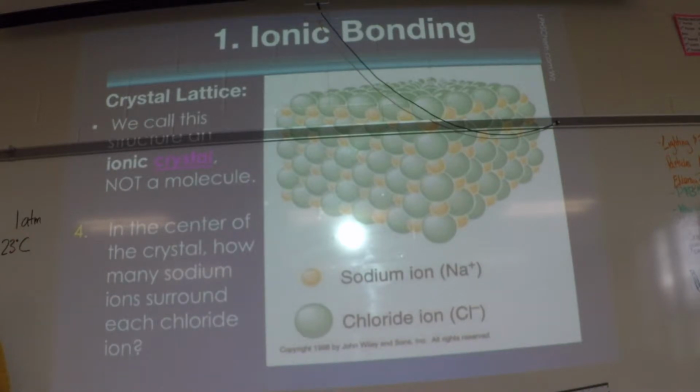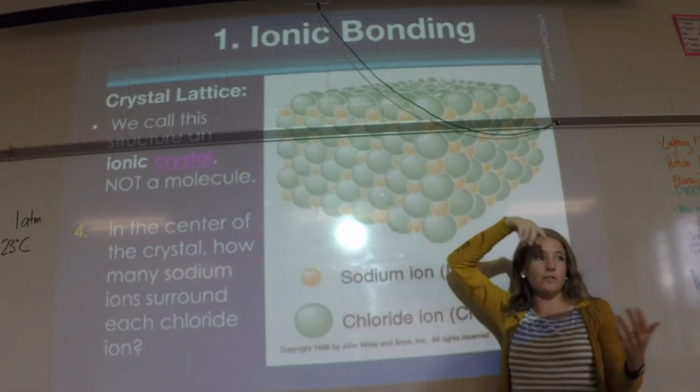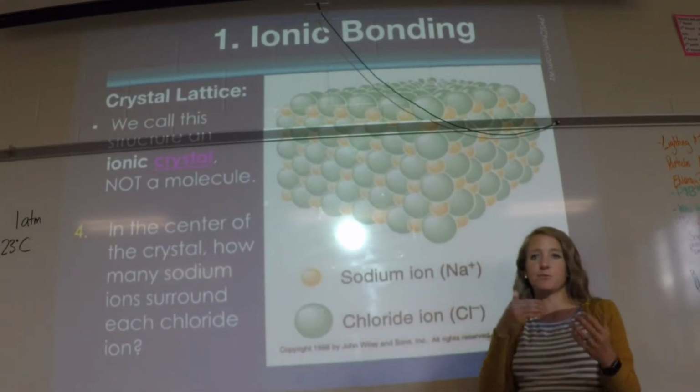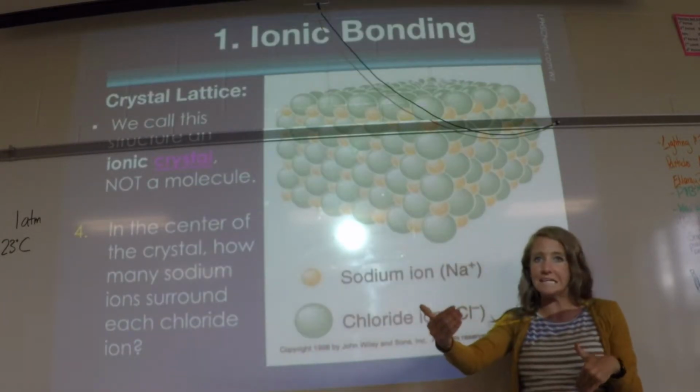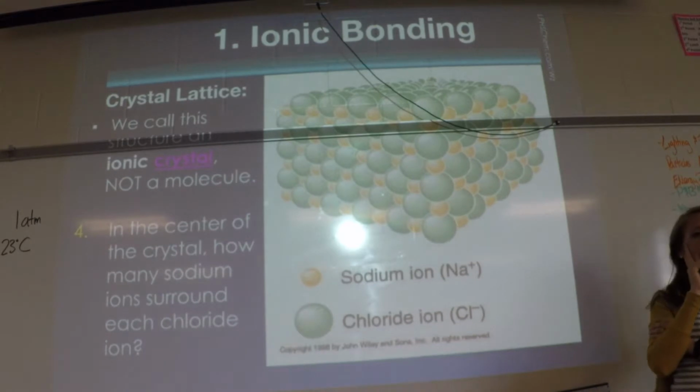The tricky thing with an ionic crystal is that there's one sodium atom, and sodium is the yellow. Even though the transfer technically happens between just one sodium and one chlorine, that one sodium atom is surrounded by how many chlorines?